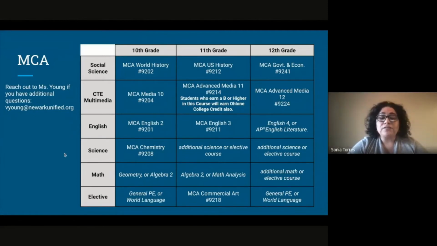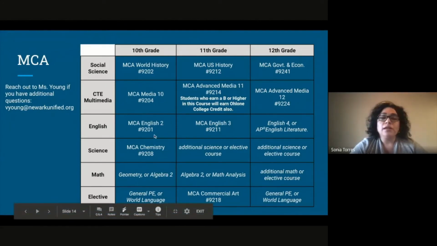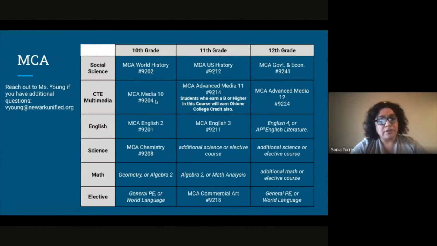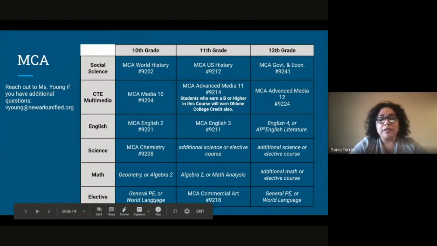Again, this is for a current ninth grader who's interested in 10th grade, moving on into that Media Communications Academy. If you are interested in joining MCA in 10th grade, these would be the required courses. You take these classes in a cohort of about 60 students, and there's 2 periods for MCA World History, and then 2 periods of MCA Media. And this is where it's a foundational course for learning different formats of media. And then you stay in that same cohort for English 2 and for chemistry. Math and world language or PE depends on your current placement for world language or for math.